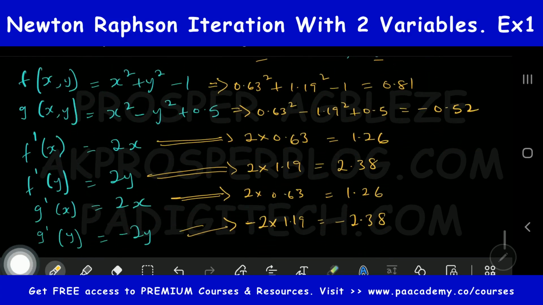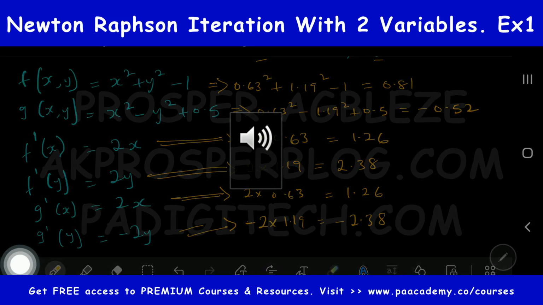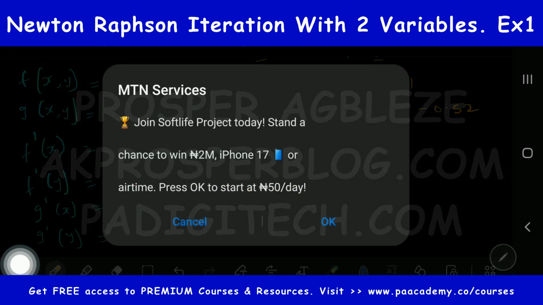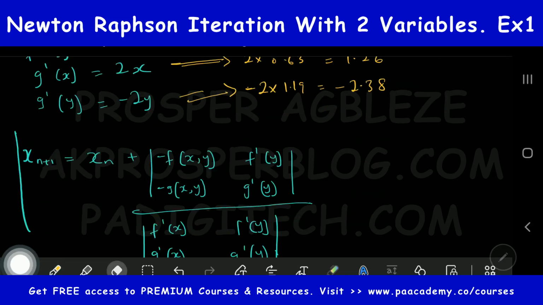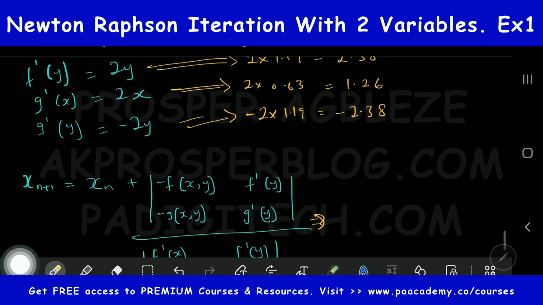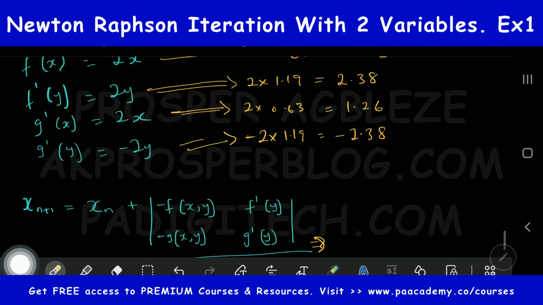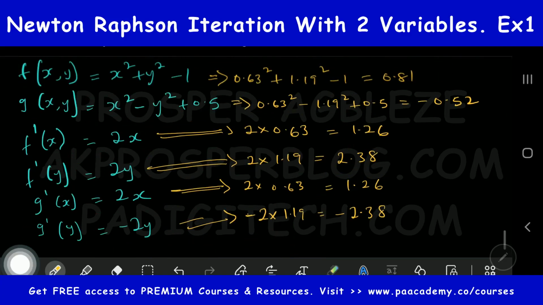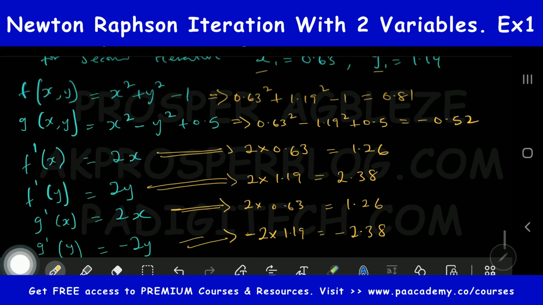So the next thing is to put it in for that of y and that of x. I'm going to need to copy the equation again, I don't want to waste time with that. So we are going to repeat the process just like we did for the first iteration. Right now we have our xn, with the value of our x, which is the x we've just gotten, that's 0.63.